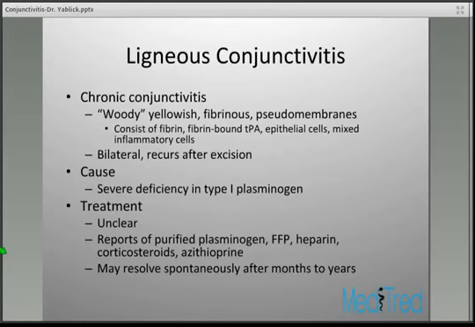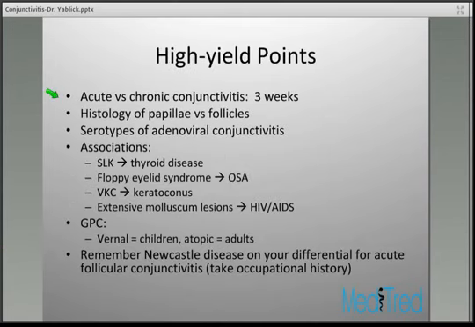And so I just wanted to summarize the lecture with a few high-yield points. These tend to be the more testable topics. Just note that the difference between an acute conjunctivitis as well as a chronic conjunctivitis is 3 weeks. And so if it's present less than 3 weeks and more severe symptoms, it's acute. If it's present for longer than 3 weeks, think chronic. And that really clinically also helps you with your differential diagnosis as well.